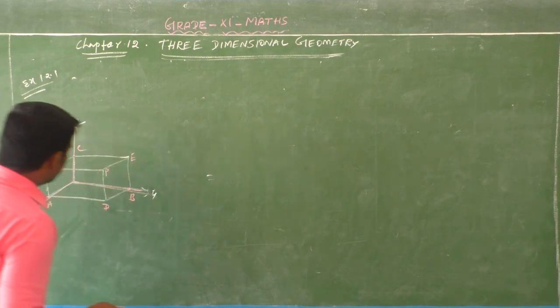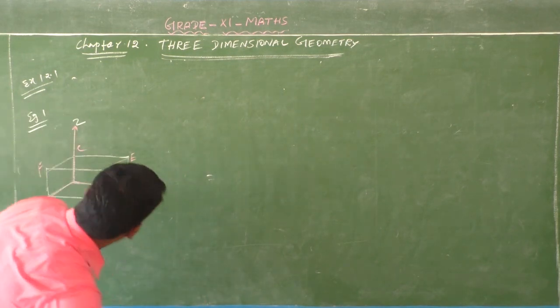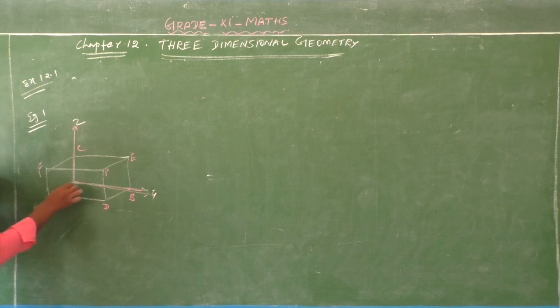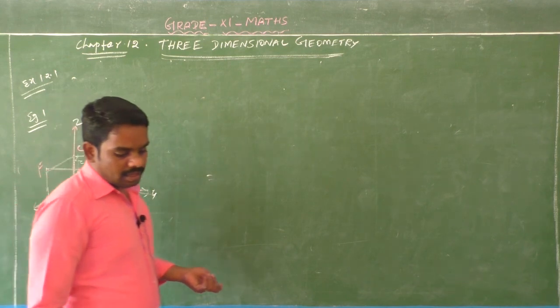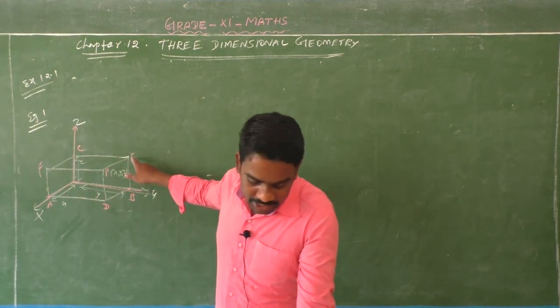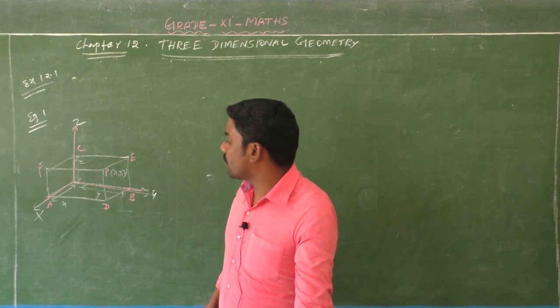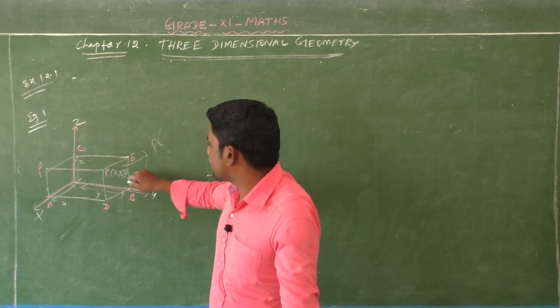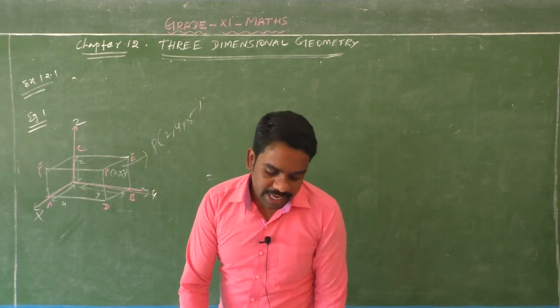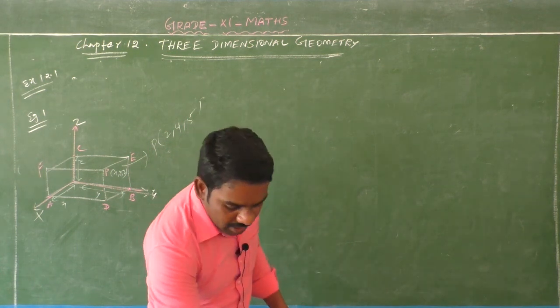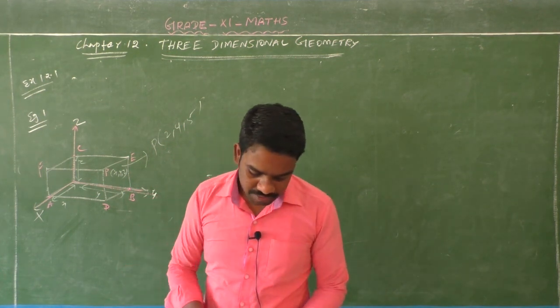Okay, listen. This distance is x. This distance is y. This distance is z. So this point P is x comma y comma z. The question in the given figure 12.3: if P is 2, 4, 5, that is x, y, z equal to 2, 4, 5, find the coordinates of F.